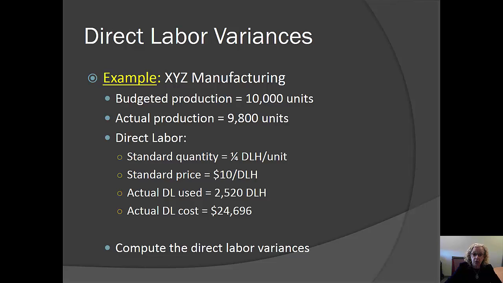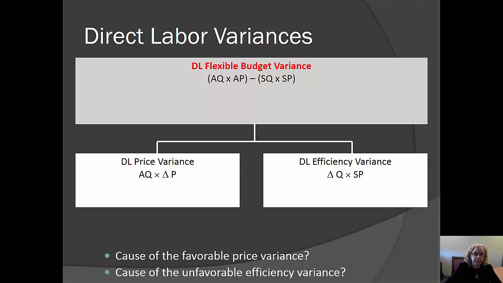We're told their quantity standard, how much direct labor they expect to use per unit, and their price standard, how much they expect to pay their workers per direct labor hour. We are also told the actual amount of labor used and how much it cost. Our job is to compute the direct labor variances.